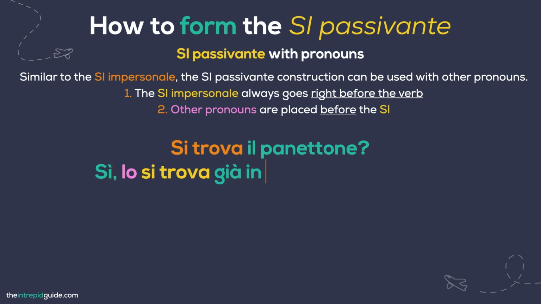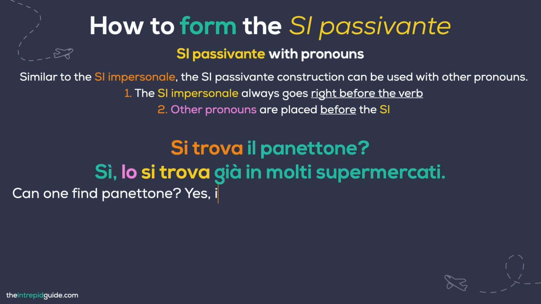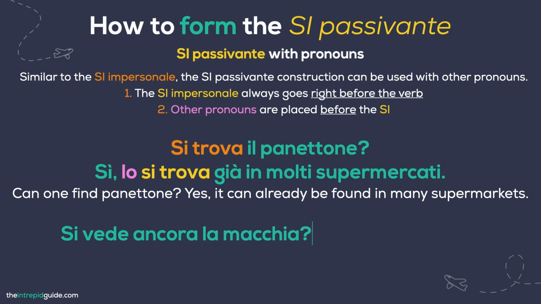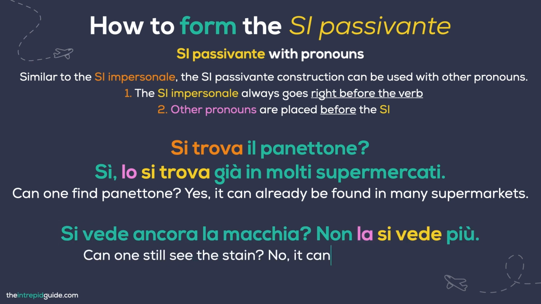Si trova il panettone? Sì, lo si trova già in molti supermercati. Can one find panettone? Yes, it can be found in many supermarkets. Si vede ancora la macchia? Non la si vede più. Can one still see the stain? No, it can no longer be seen.